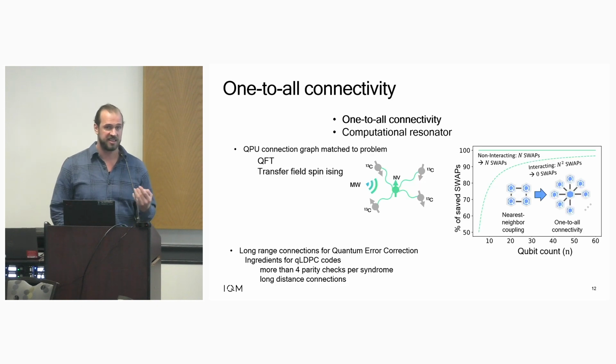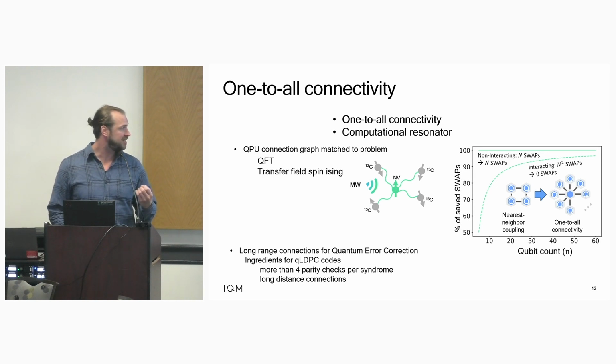Now, the other aspect of the QPU is the connectivity. It has this one-to-all, which could be mapped to certain types of problems. And additionally, this gives us an element which we can use to create longer distance connections, which can be useful for different types of error correction codes.